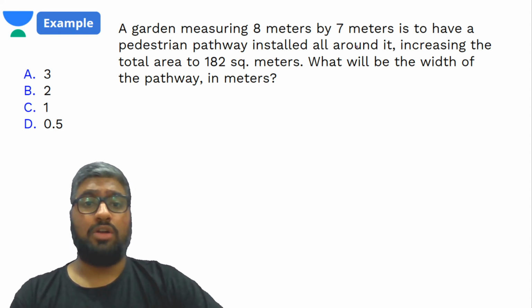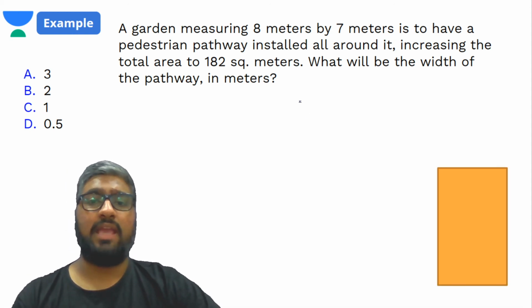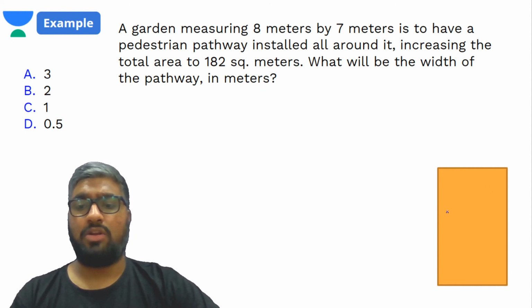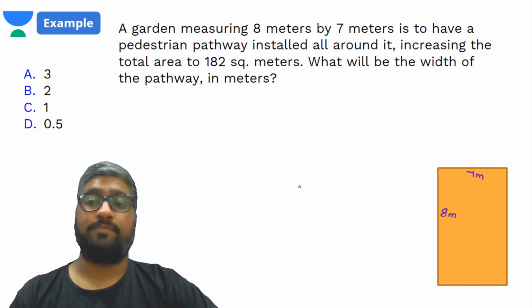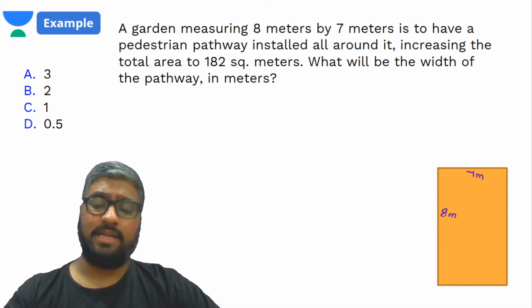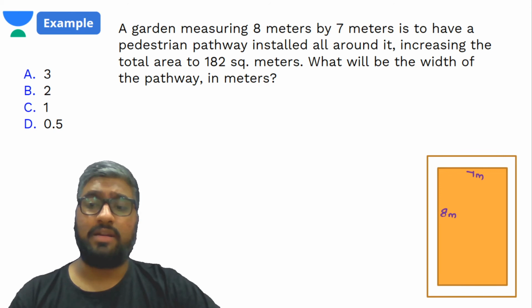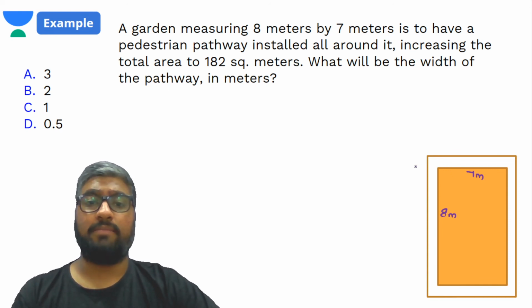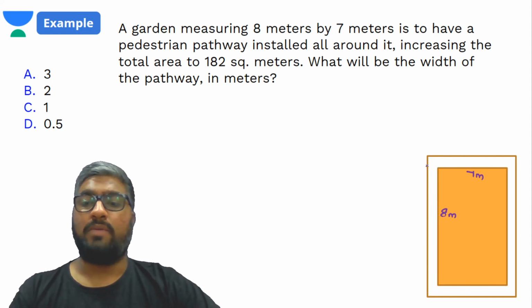So what do we have? We have a garden that is 8 cross 7 in terms of meters, 8 meters, 7 meters. Now they have a pedestrian pathway. A pedestrian pathway means another rectangle surrounding it. The transparent area is the pedestrian pathway. Here they're asking for the width of the pedestrian pathway, which means this would be the unknown.